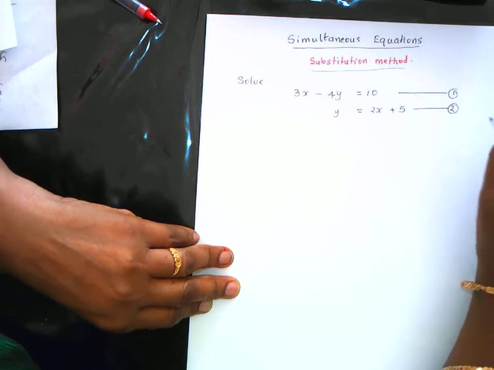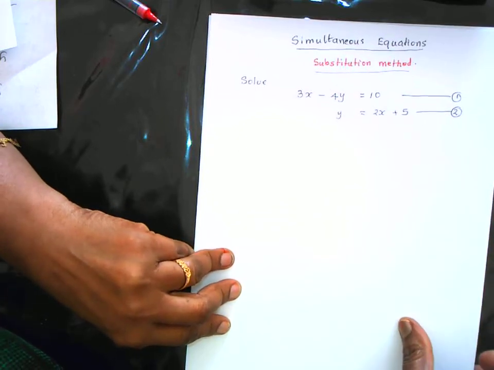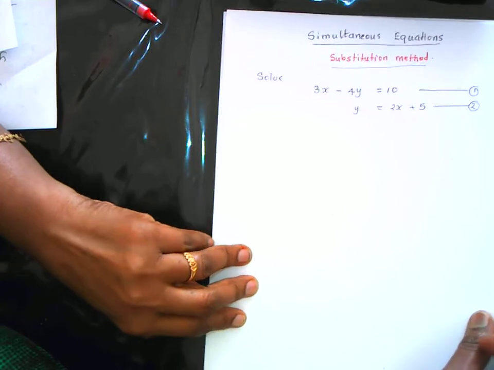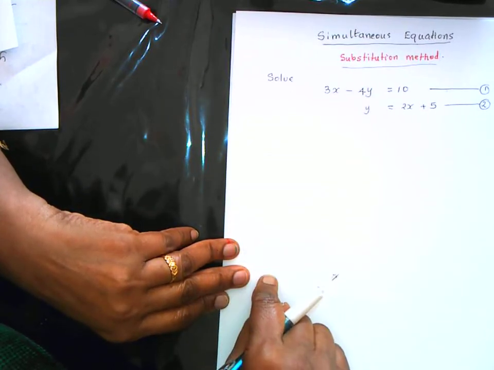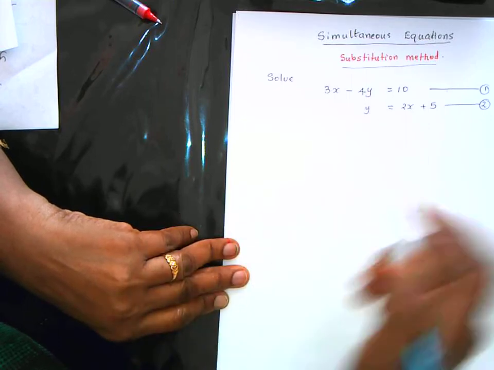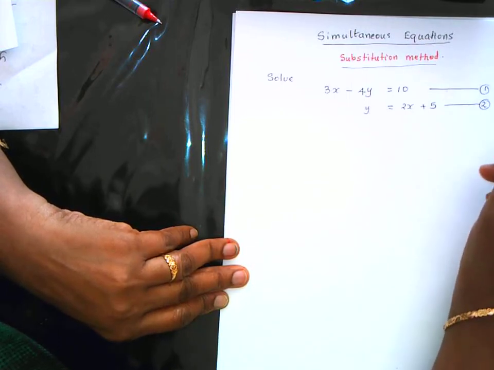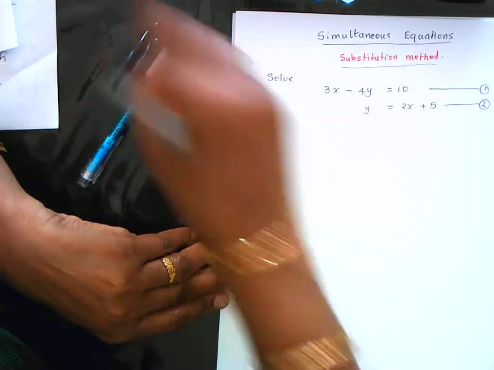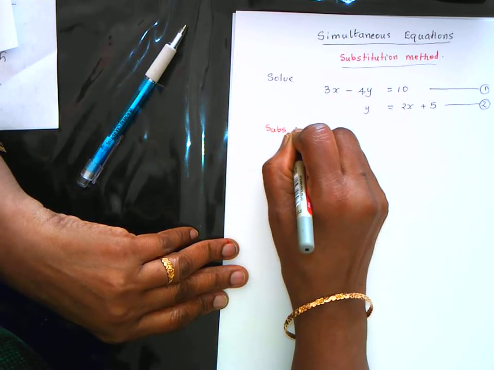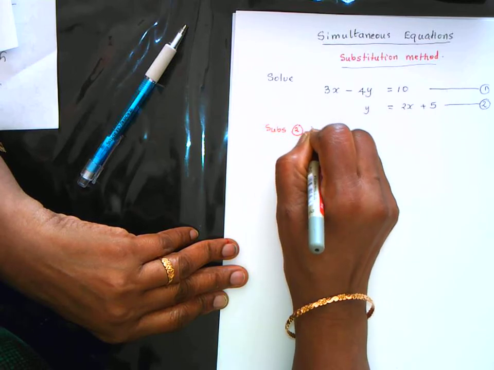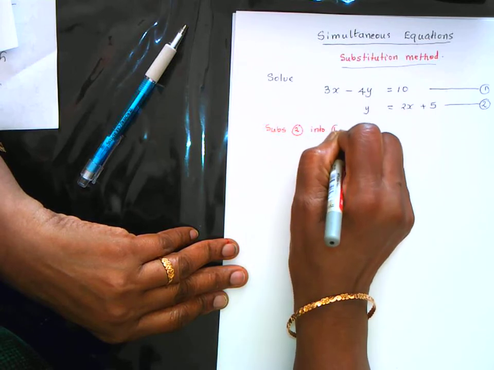Okay, now it's really important. You need to number the equation first, and then you need to write what you are doing in each stage. At this stage, I'm going to substitute 2 into 1. So I'm going to write this here. Substitute equation 2 into equation 1.